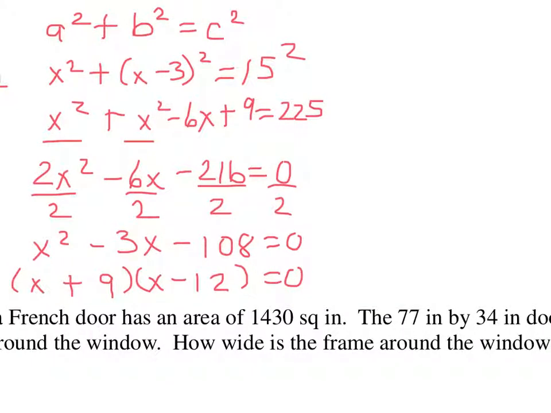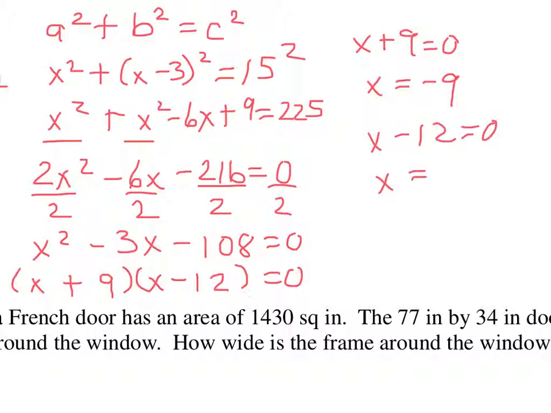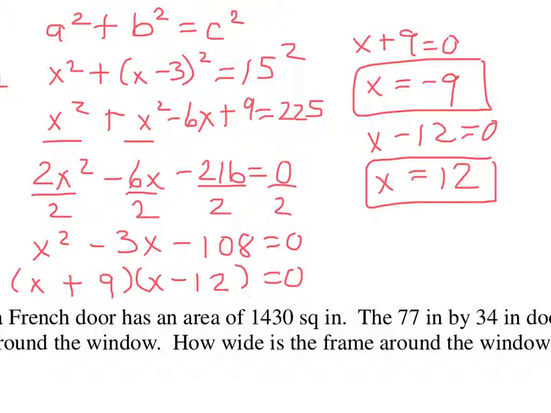Let's set these individual factors equal to 0. X plus 9 equals 0, x equals negative 9. X minus 12 equals 0, x equals 12. So that gives us two possible solutions here. Remember that x stands for one of the legs of a triangle. Does it make sense to have negative 9 as an answer? I don't think so. So we have x equals 12.